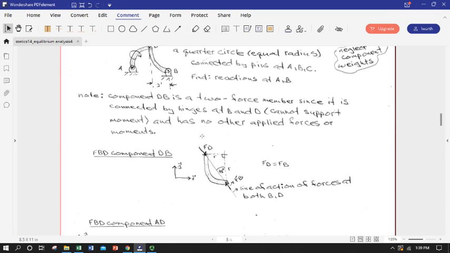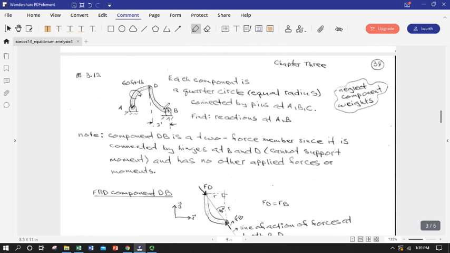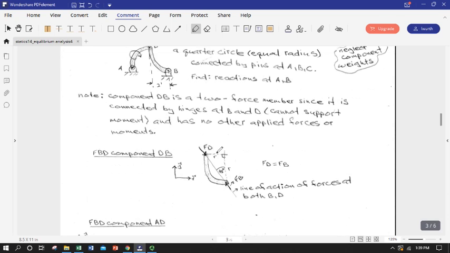So let's start with an FBD of just our member BD, and drawing it. So this is a circle.